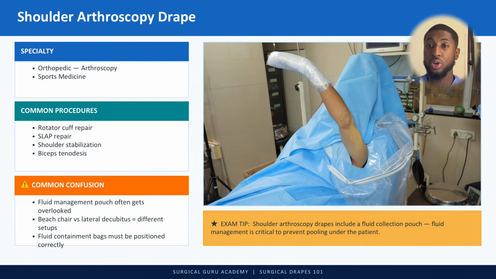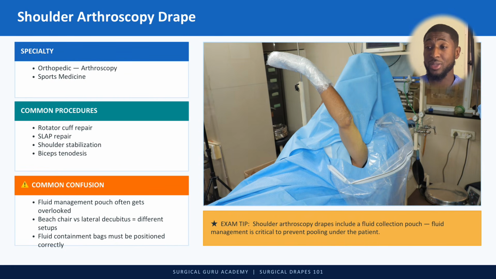So next is the shoulder arthroscopy drape. You use this drape in orthopedic arthroscopy cases or sports medicine cases. The common procedures are rotator cuff repair, SLAP repair, shoulder stabilization, or bicep tendinosis. Common confusion: fluid management pouch often gets overlooked. So yeah, you're going to have that fluid management pouch, and a lot of times you're going to plug up your suction to it because during an arthroscopy, you're going to be running fluids into the shoulder.